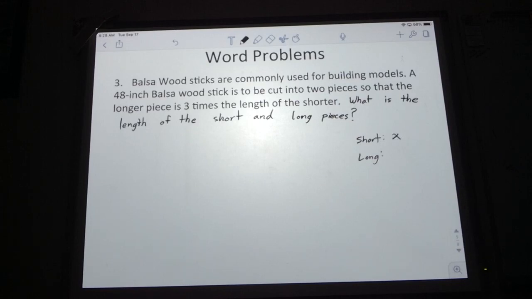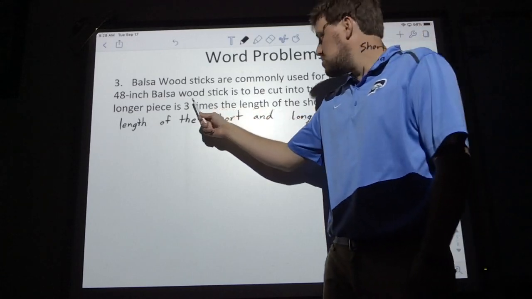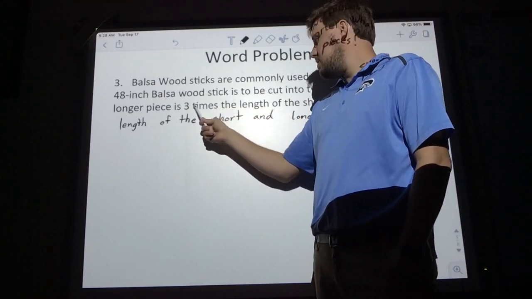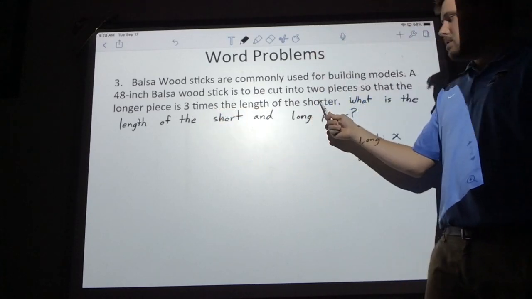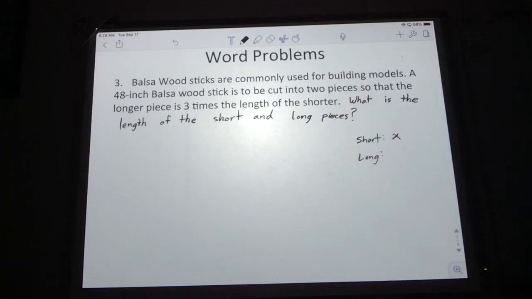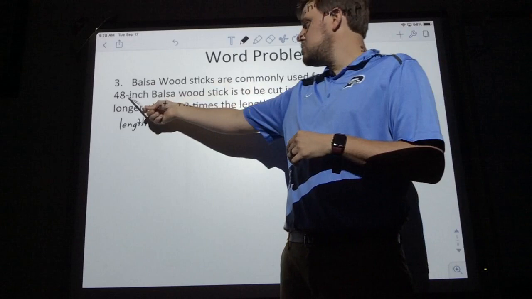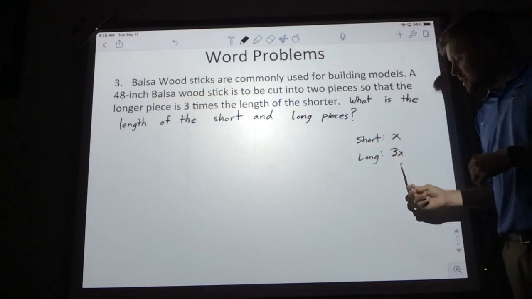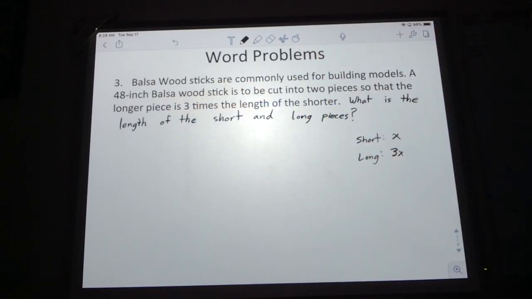That means the long one, it says the long piece is 3 times, we figured that out already, 3 multiplied by the shorter one. So the long one is 3x. Okay, now that we have those labels, we can figure out what we're talking about. It says a 48-inch balsa wood. These are the 2 pieces of a 48-inch. That means we're going to add them together. So x plus 3x equals 48. And now we can solve.